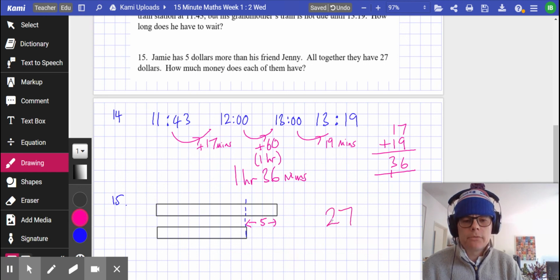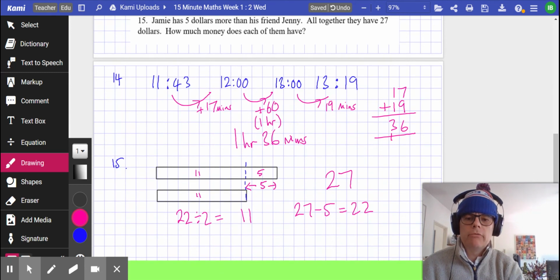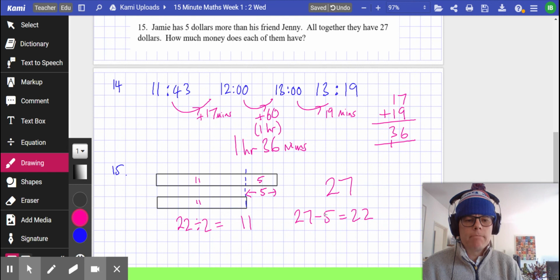So you can think of it this way. If we take away that 5, 27 take away 5 would be 22, which means these two bits here have to be 22, and they're the same because this 5 extra bit is the more money that Jamie has than Jenny. So these 2 bits have to be 22 altogether. Divide it by 2, and you'll come up with 11. So each one of these has to be 11, and then that's the 5, just like that. So 11 plus 5 will be the 27. So I think it's a really great visual way of learning. That's a bit of Singaporean mathematical learning techniques there, which I think is fantastic.